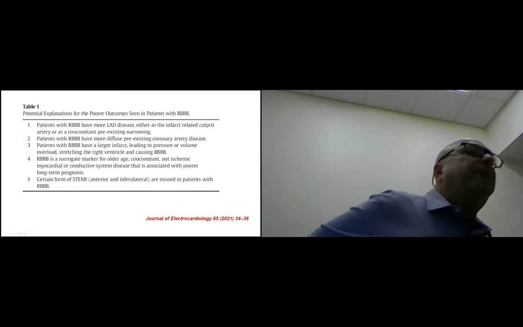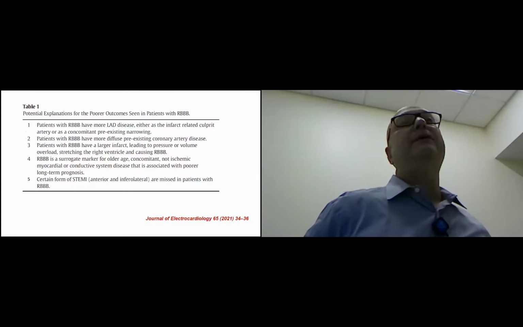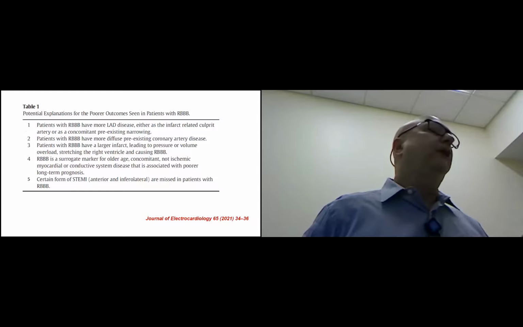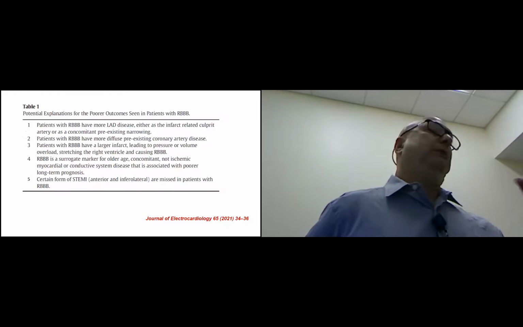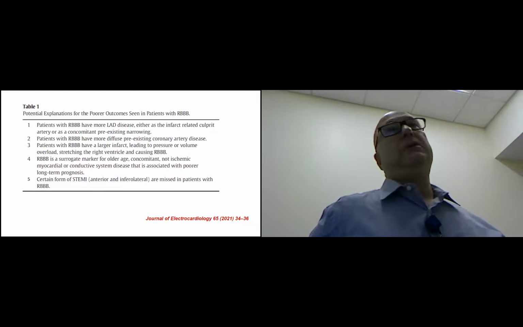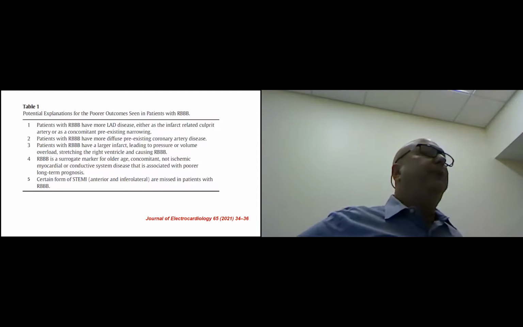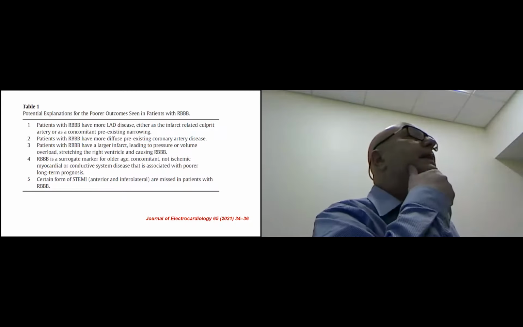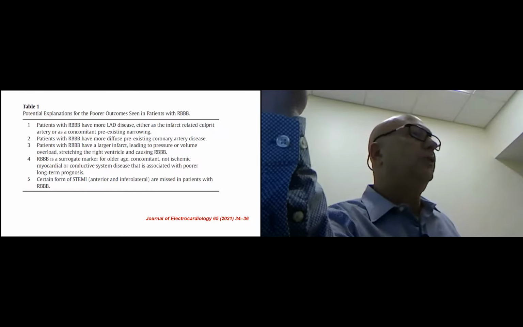So, possible explanation for poor outcome seen in patients with right bundle branch block, in stable patients, not in the context of acute coronary syndrome. Patients with RBBB have more LAD disease or concomitant disease. This is for patients with acute myocardial infarction. So patients with RBBB may have more concomitant LAD disease, or proximal LAD as a culprit artery.